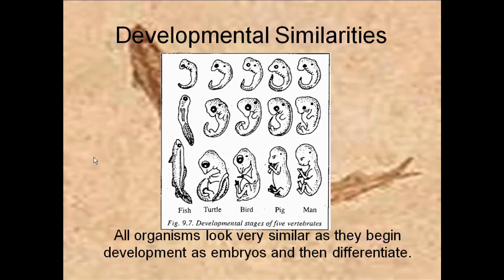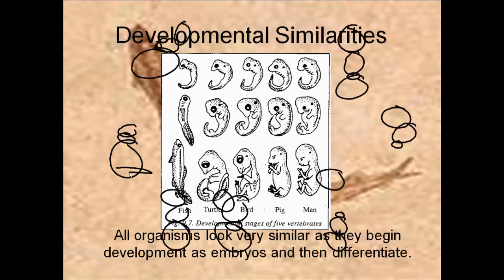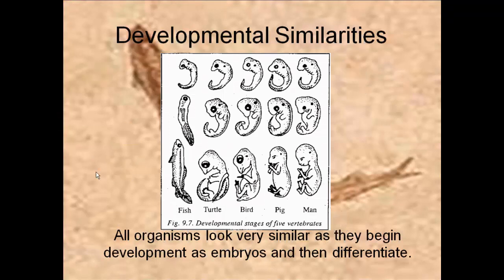So let's look at the later stages here. If we look at the later stages of the embryo development, you can start to see how they differentiate. But based on which two organisms up here do you think are the most closely related? The turtle and the bird? I'm going to disagree with that. The pig and the man.